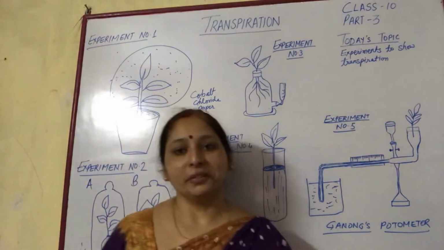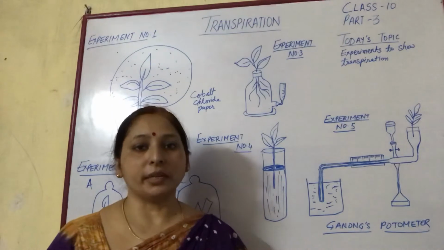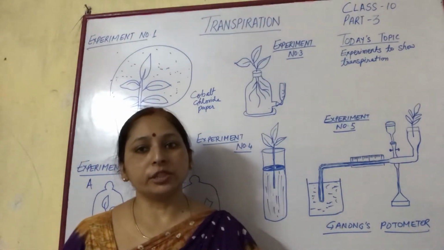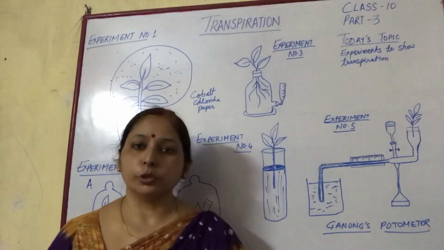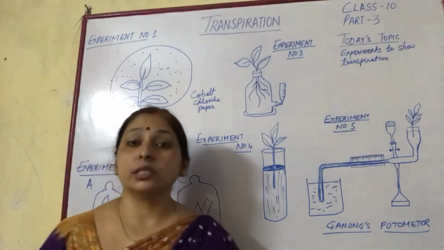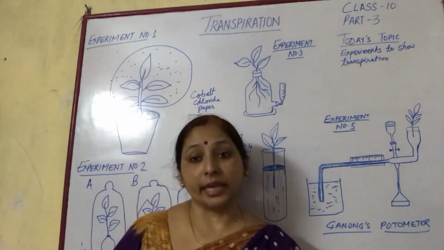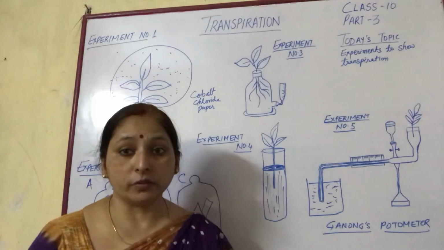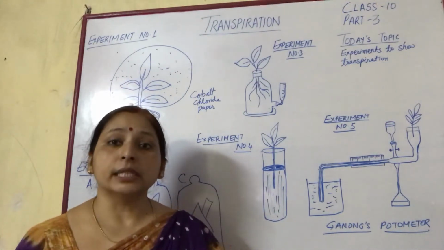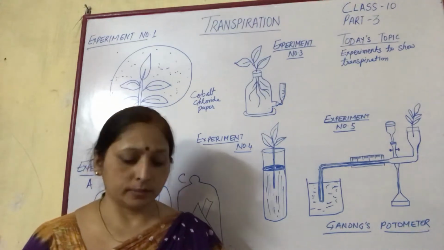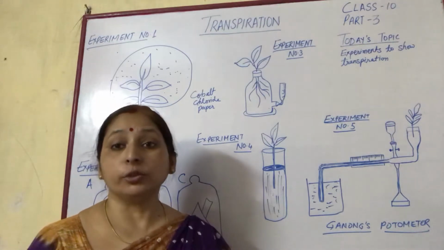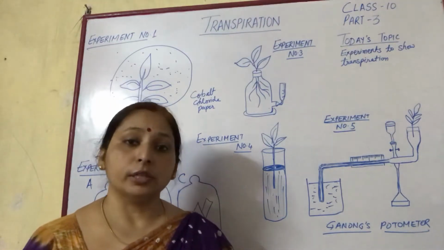Hello students, in the previous class we studied transpiration, which is a physiological process in plants for the transportation of water and minerals from root to shoot. Transpiration is a process in which water is evaporated from the aerial surfaces in the form of water vapor through stomata, lenticels or cuticle. So it is named stomatal transpiration, cuticular transpiration and lenticular transpiration.